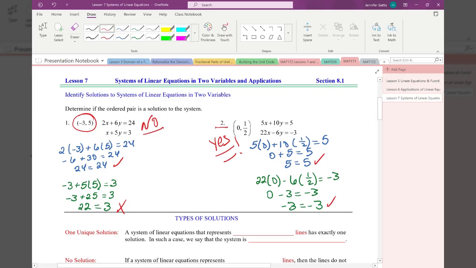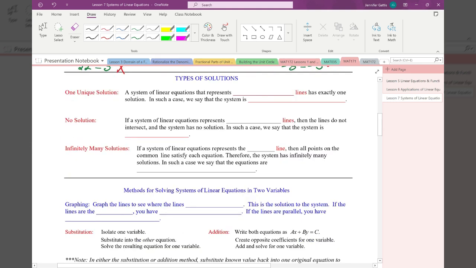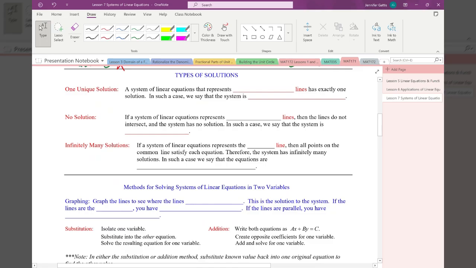So now let's talk about the different types of solutions we can have. So a system of linear equations that represents intersecting lines. We're really not going to worry about these definitions here.